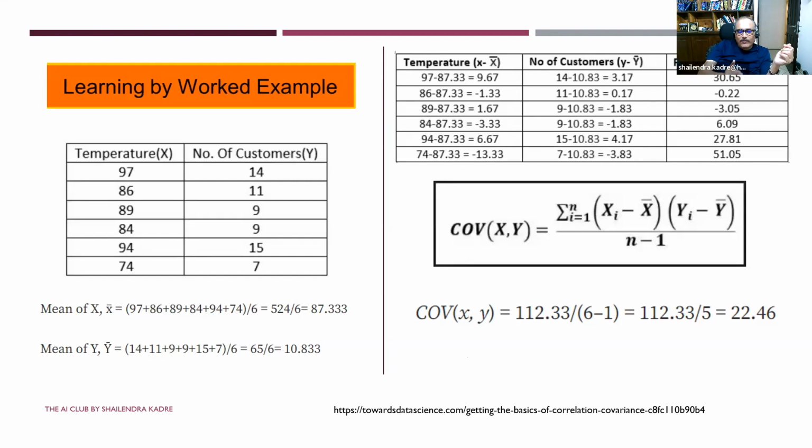So remember, this number is telling you it is a positive number, which means with X increasing, Y is also increasing. That is for sure. But it is not telling the kind of relationship or the strength of relationship, because it is always dependent on the unit of measurement. So you never say it is a very strong positive covariance or a very weak covariance. You cannot say.